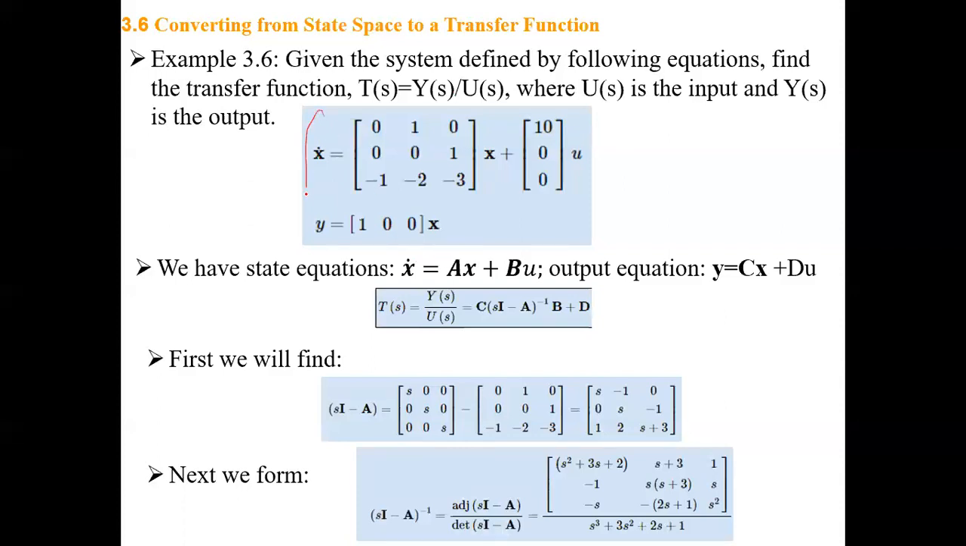So this is given. This is given. You need to figure out the Laplace transform of Y divided by the Laplace transform of U. U is input, right? U is input and Y is output. So we need to figure out Y. So what is the formula?